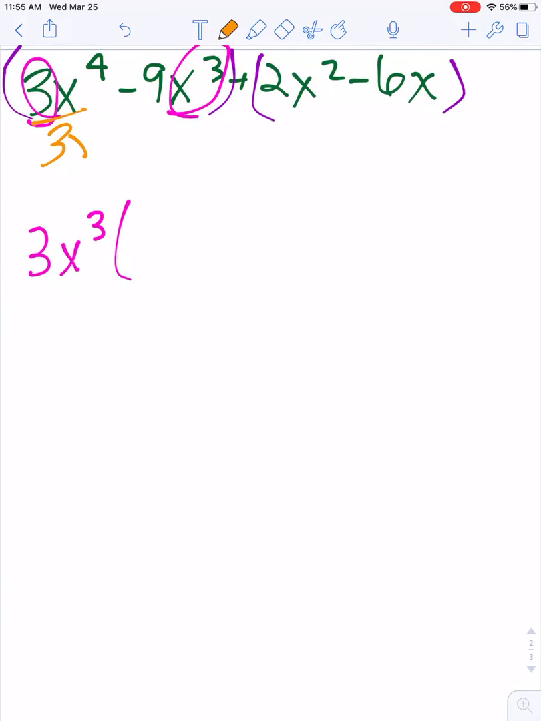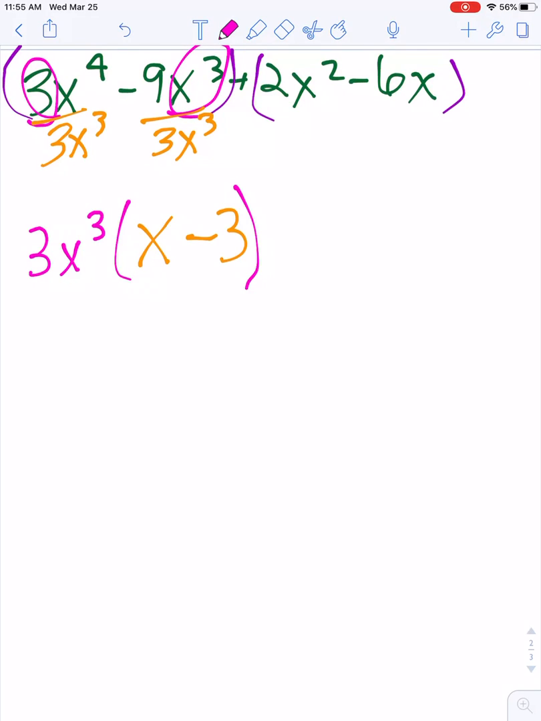And remember, this is just like dividing each of these terms by 3x cubed. So we have 3x to the 4th divided by 3x cubed. 3 divided by 3 is 1. X to the 4th divided by x cubed is x. Then we have negative 9 divided by 3 gets us negative 3. Then we have x cubed divided by x cubed, which is just 1.